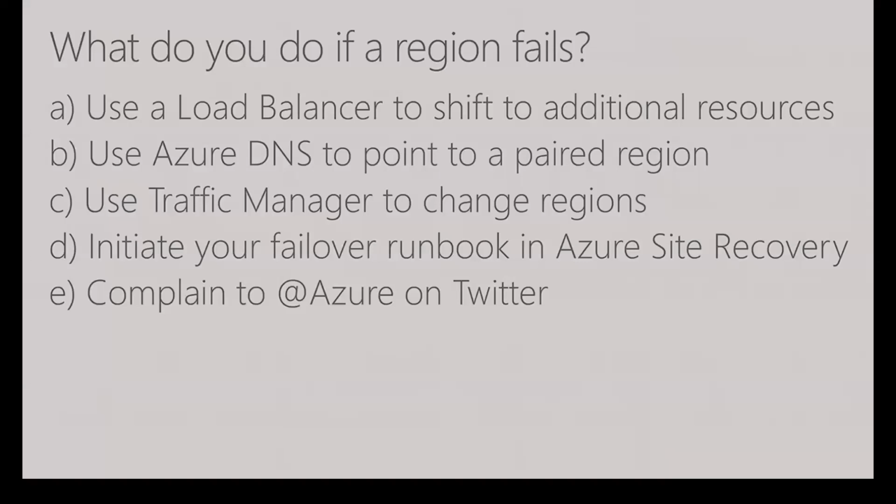Because I want to talk through some of these pieces. So what do you do if a region fails? That's what essentially I've just kind of shown you, is I created a region failure by just taking down all the resources that are in that region. So this is one you can kind of think through to yourself of, what would you do? Would you use a load balancer to shift to additional resources? Would you use Azure DNS, point at a paired region? Would you use Traffic Manager to change the regions? Would you start up, if you're using Azure Site Recovery, would you start your runbook and start a failover? And then, of course, you could always just go complain to Twitter if you like. One of these is probably going to be your most effective option that you go do.